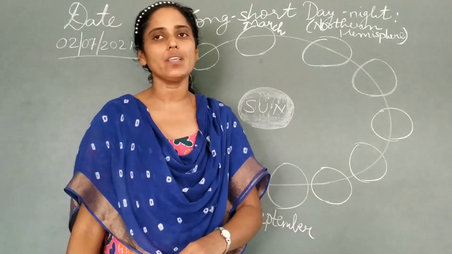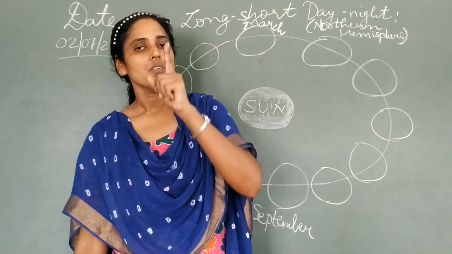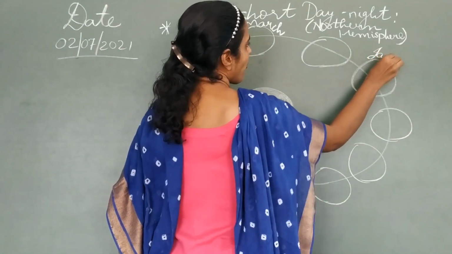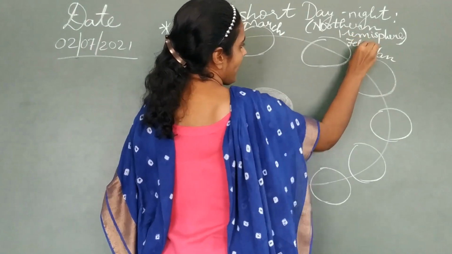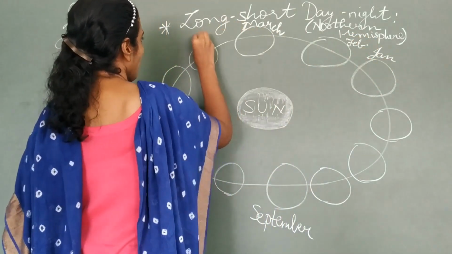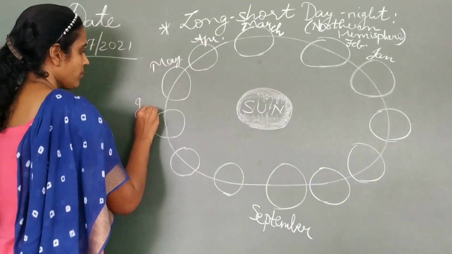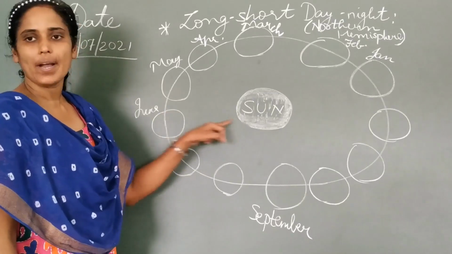Now students, see to it that you start labeling. So Jan, Feb, March. Start labeling, students. We can write the short form. Jan, I'm going to write the full name. Feb, March, April, May, June. See to it that June comes right in this position.